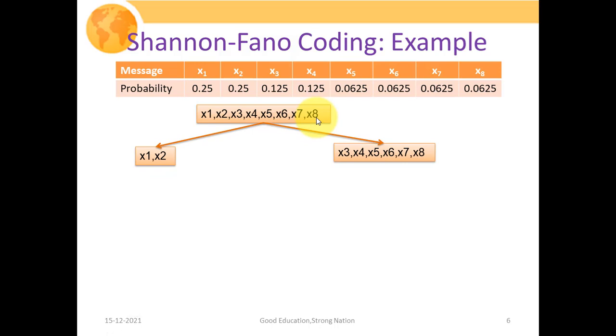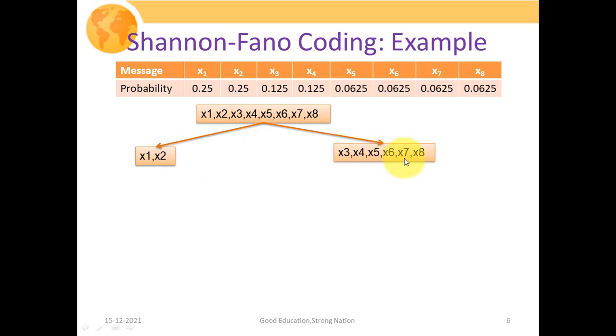So what we have to do is divide our complete set into two subsets where the summation of these two probabilities is almost equal. So the summation of x1 and x2, if we closely observe, makes it 0.5, and the rest of the sum is also equivalent to 0.5. So we just have to make two subsets. In the first subset we'll have x1 and x2, where the summation of the probabilities is equivalent to 0.5, and the second subset is x3, x4, x5, x6, x7 and x8.